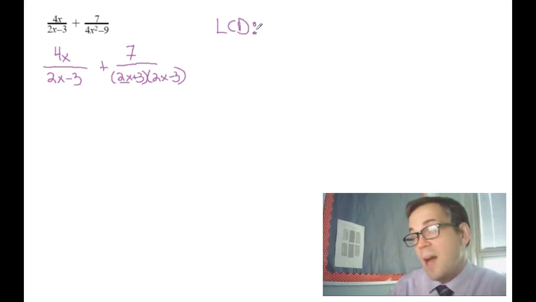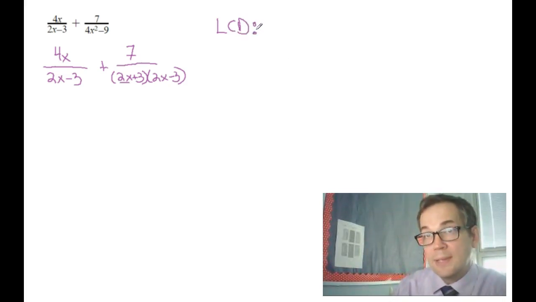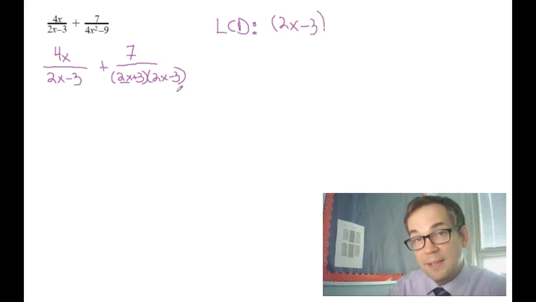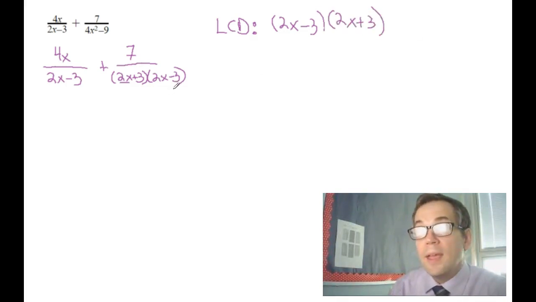And if it's in any of my denominators, it needs to be in my LCD. This denominator is a 2x minus 3, so that will be in my least common denominator. And then if this has any pieces that this does not currently have, then I'll have to include them. So there's a 2x plus 3 in this denominator. There's no 2x plus 3 over here. I'll include that. And there's a 2x minus 3 in this denominator, and I already have that taken care of. So this will be my LCD.